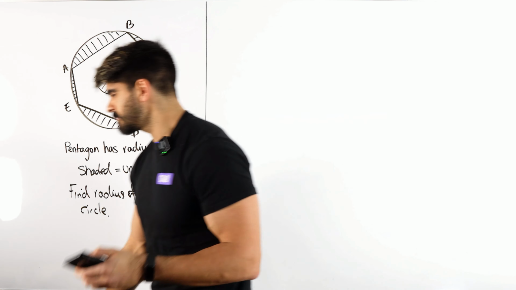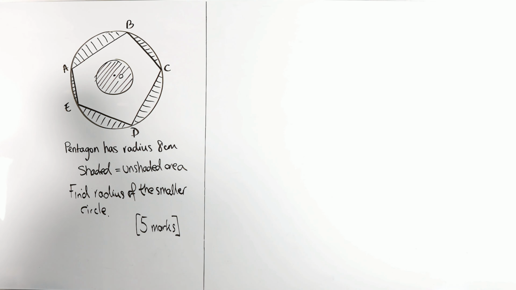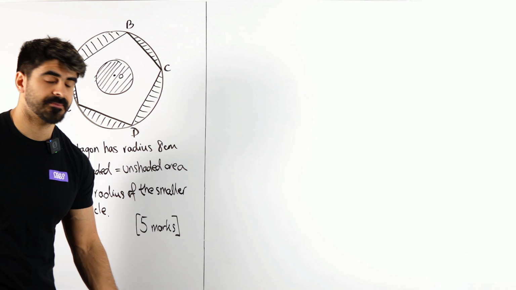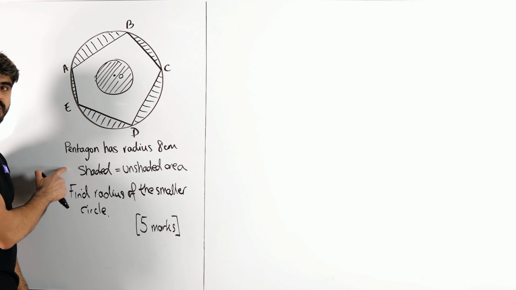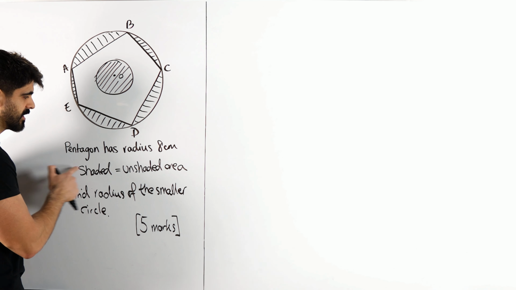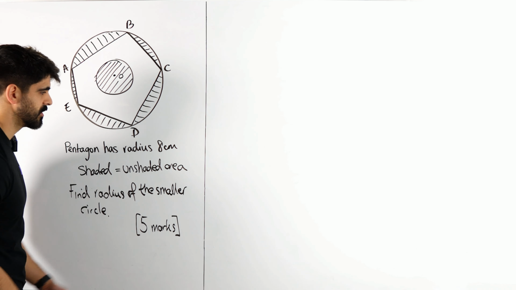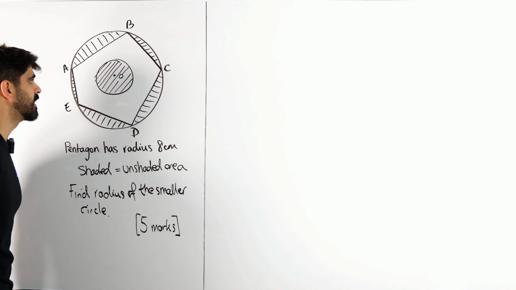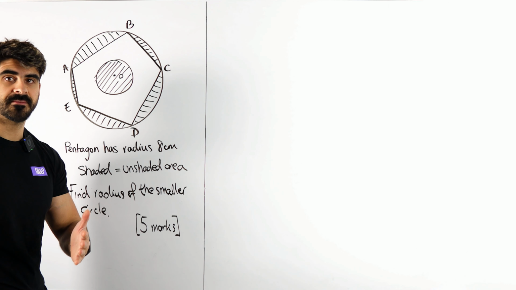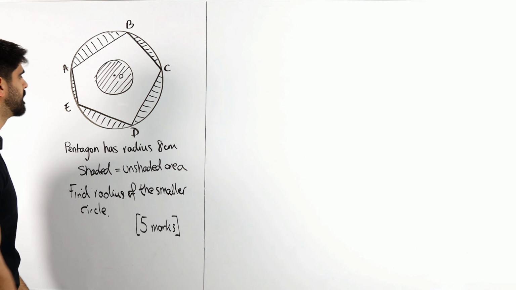All right. So to do something like this is just general exam technique. We focus on what's given to us. What's given to us is it says that the shaded equals the unshaded. So in order to do this question, we're going to have to work out the shaded area and the unshaded area and equate them.